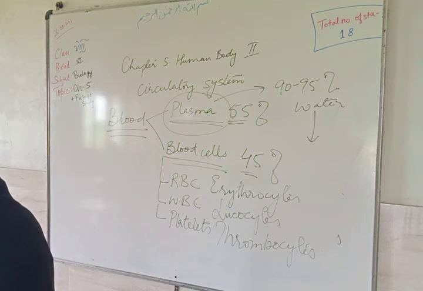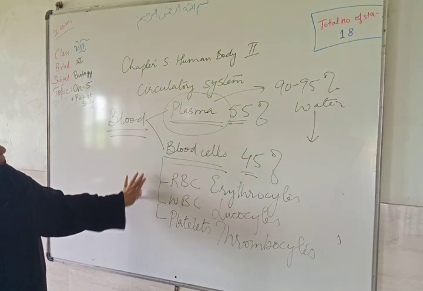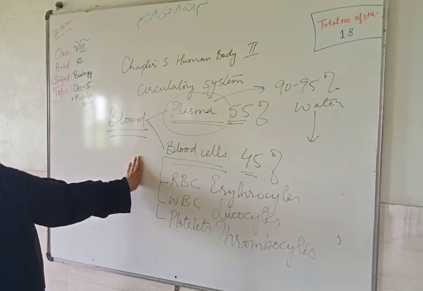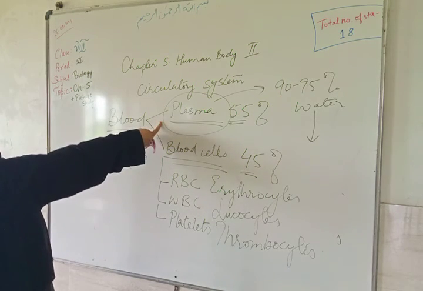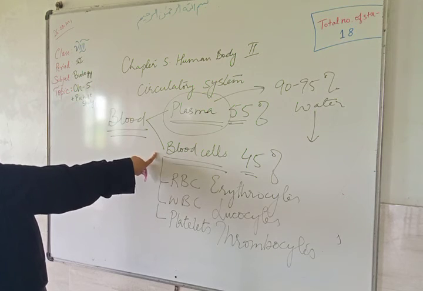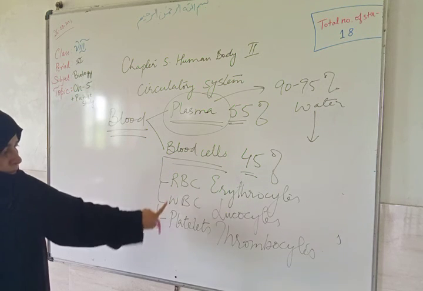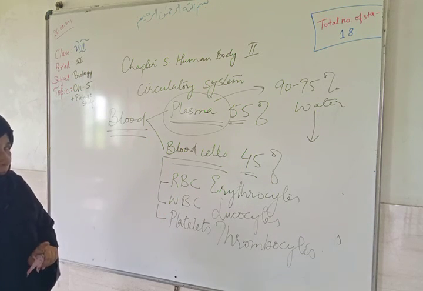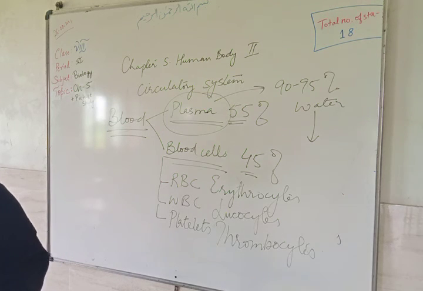Okay. So this is the composition of blood: 55% plasma and 45% blood cells. And what are the blood cells? RBC, WBC and platelets. Now what is the function of RBC?